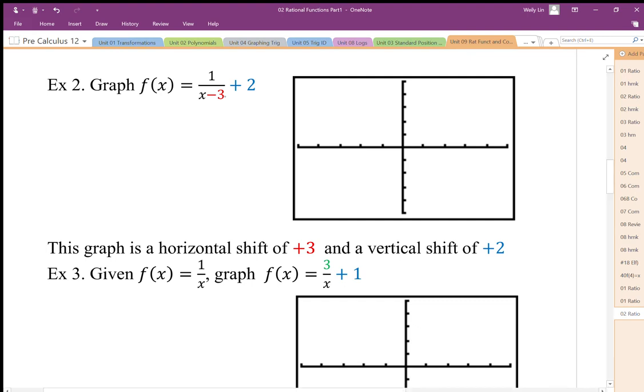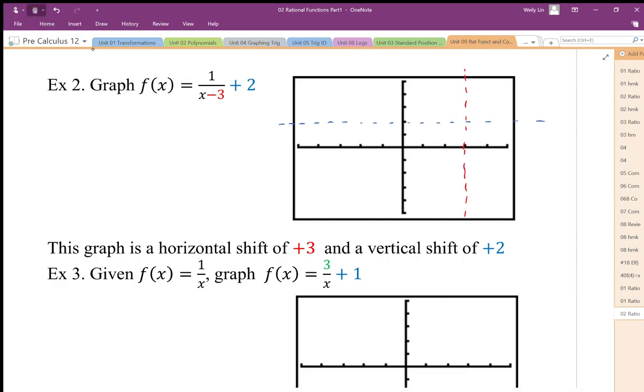Here we have our graph. It's been shifted 3 to the right, 2 up. So I'm going to transform my vertical asymptote, shift it 3 to the right. I'm going to translate my horizontal asymptote. It's going to go +2.